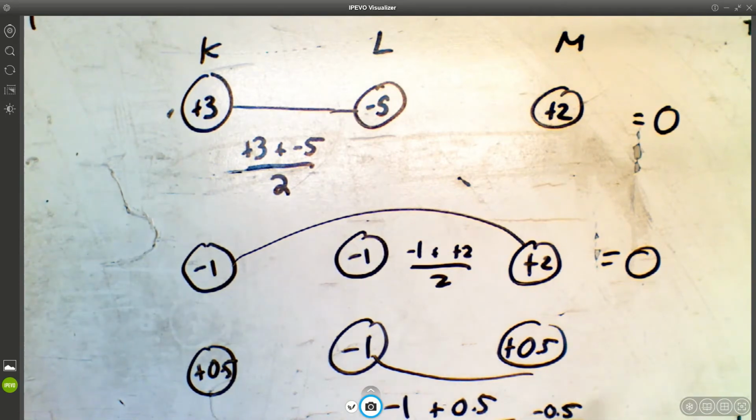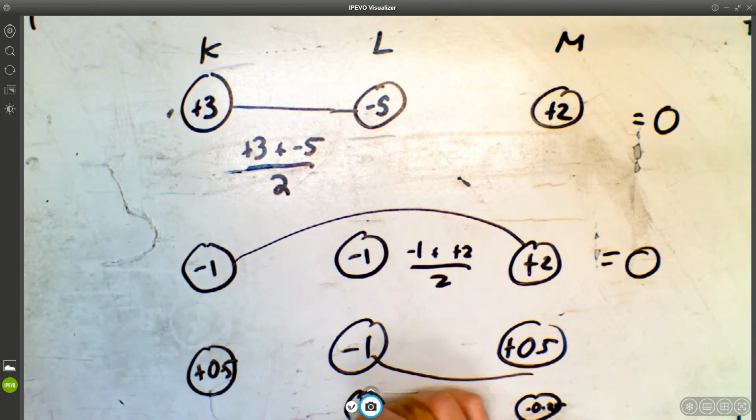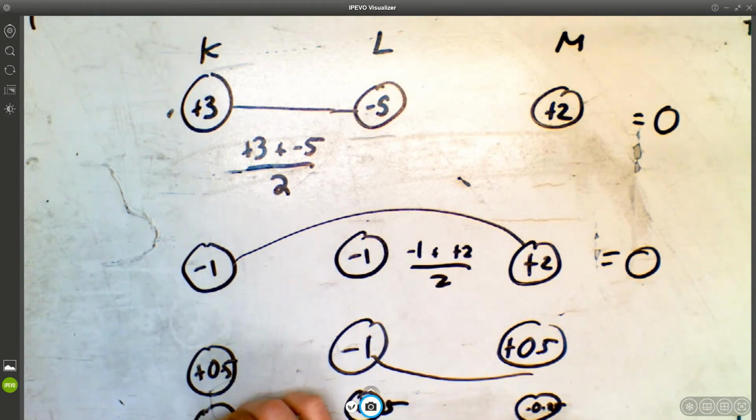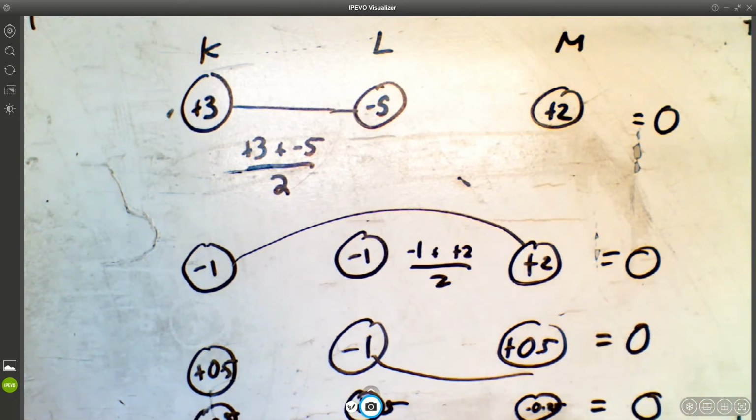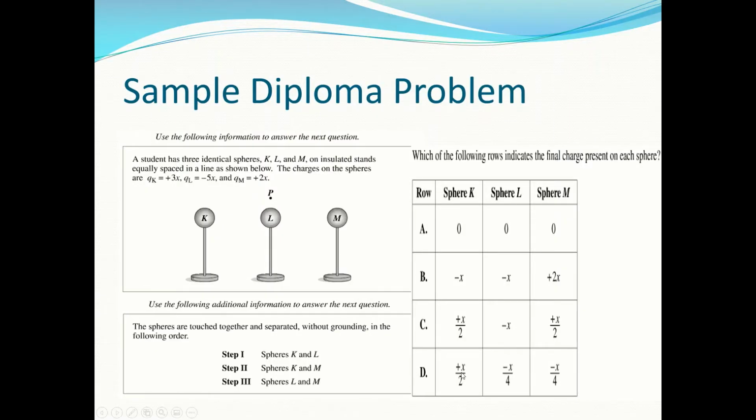Oops, I'm running out of room here. So -0.5 divided by 2 is going to be -0.25, -0.25, and then +0.5. And we can see these all add together, and they end up making 0 in each situation. Okay, so -0.25, -0.25, and this one stays the same. So it looks like that answer is D. D is our correct answer.